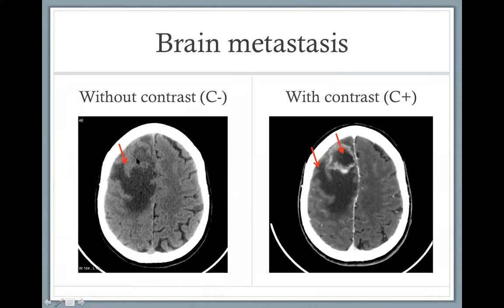Here, I can tell you many of us would be able to detect it, but with difficulty. But here it's much easier to see that there is a lesion. This turned out to be a tumor, and the vasogenic edema is what was predominantly seen. So this is brain metastasis.